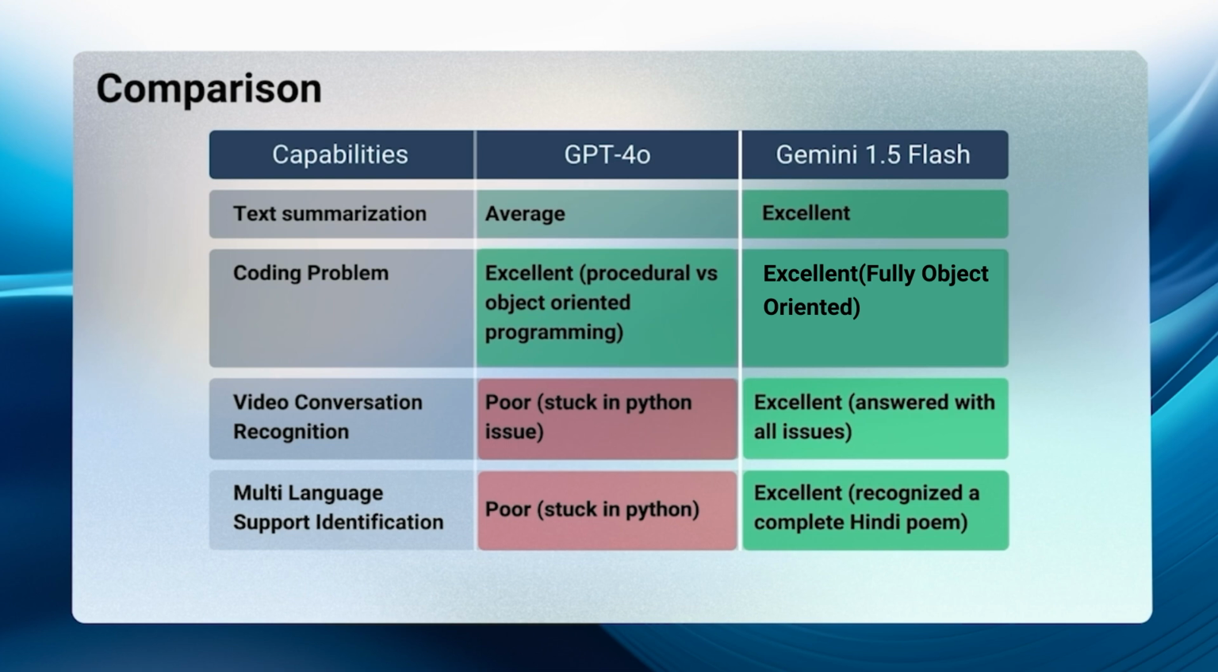On the coding side, both the models did a very good job. However, GPT-4 took a procedural and object-oriented programming approach, while Gemini 1.5 Flash went all the way to full object-oriented programming. GPT-4 was stuck.